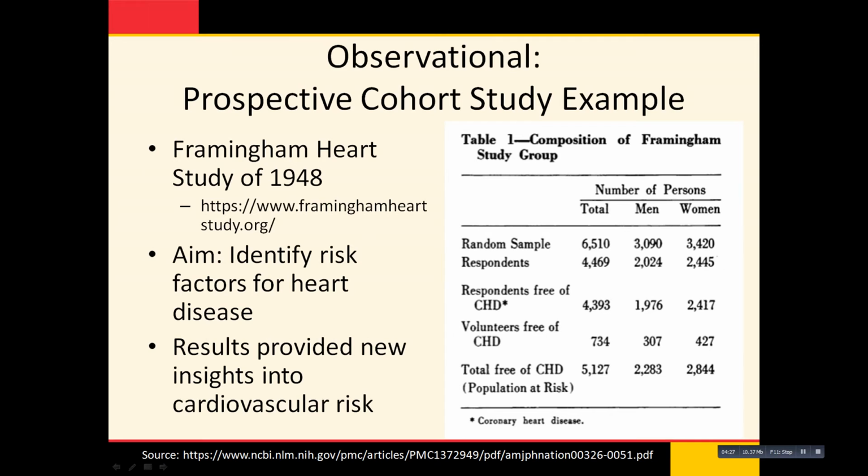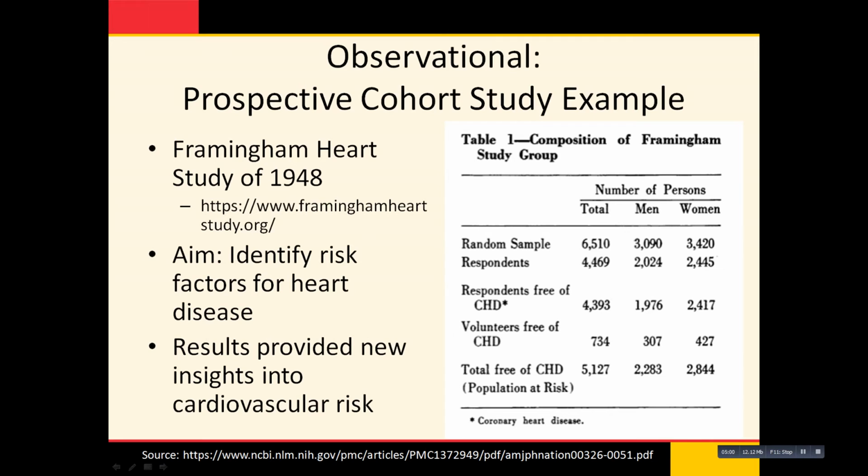So to help put cohort studies in perspective, a famous prospective cohort study is the Framingham Heart Study of 1948, and I've got the web address on there, and I encourage you to look at Framingham. This study really identified risk factors for heart disease, and it changed the way we thought about blood pressure and cholesterol, and it really provided new insights into the way not only we assessed the risk of an individual, but also how we evaluated the treatments to lower the risk of the individual.